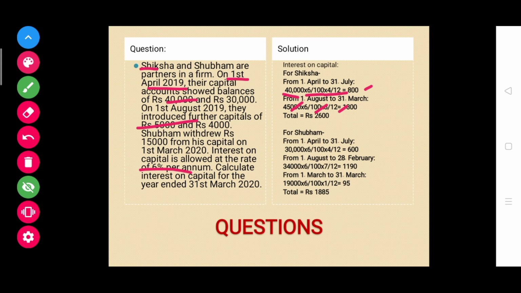This will be 1,800. So for the first 4 months, Shiksha's interest on capital came out to be rupees 800, and for the next 8 months, her interest on capital came out to be rupees 1,800. So what will be her total interest on capital? It will be rupees 2,600. 800 plus rupees 1,800 will be rupees 2,600.